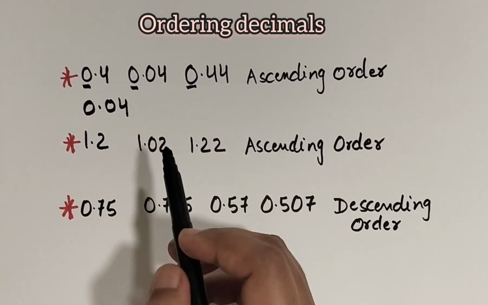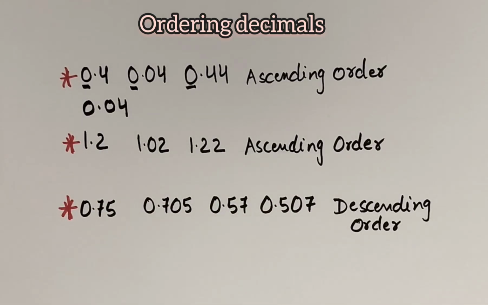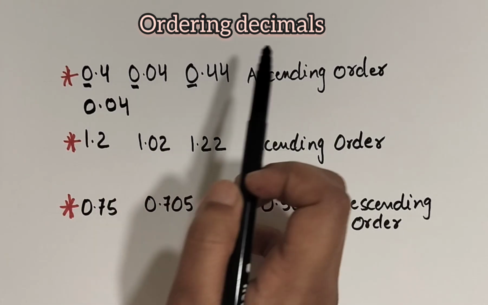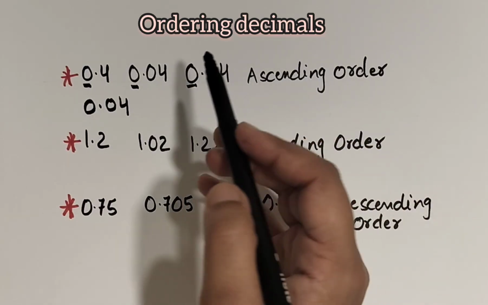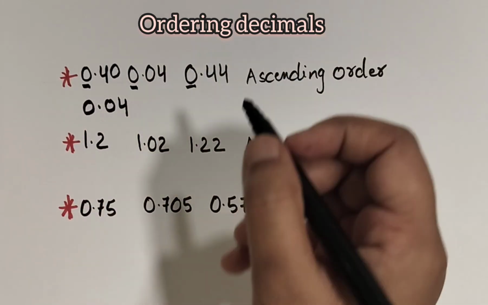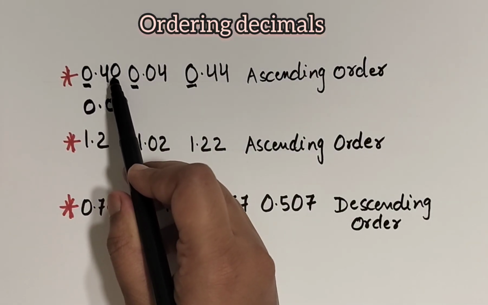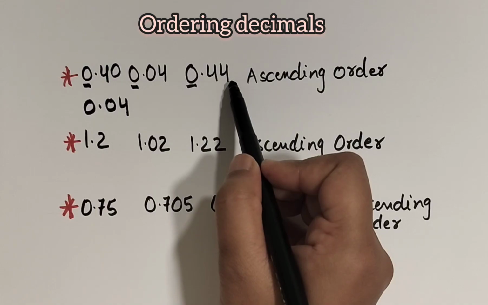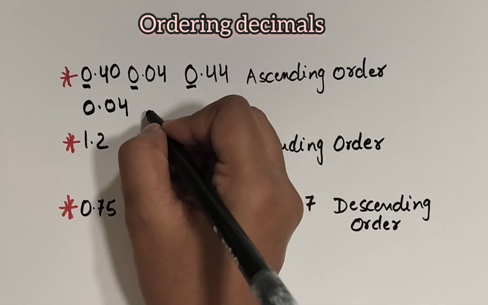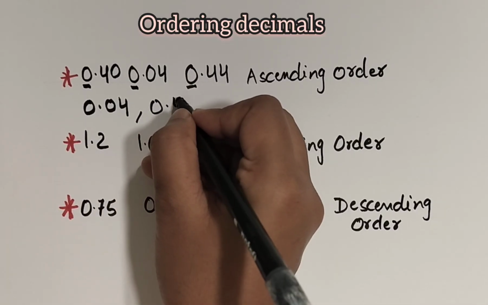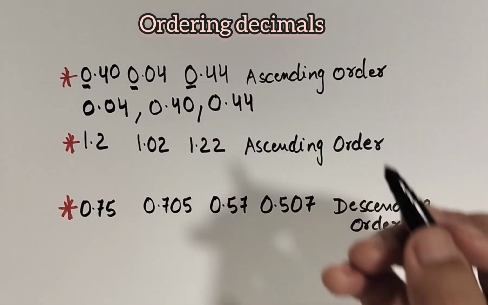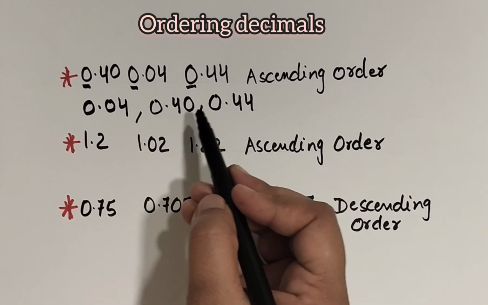Now we need to compare the rest of the numbers, and that is 0.4 and 0.44. The first number is 0 and 0. The next number is 4 and 4, that is equal. And for the third number, if we don't have anything there, we can put 0. So now the third number is 0 here and 4 here. You can see that 0 is smaller than 4, so we will choose 0.40 in the second place. And now we are left with only one number, so that would be in the third place. This is how we order in ascending order.